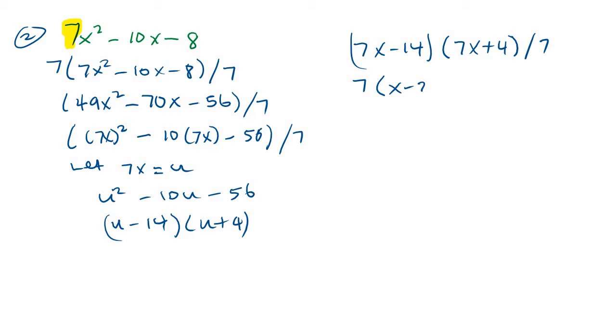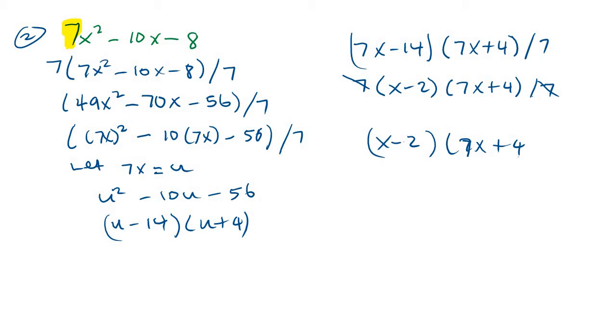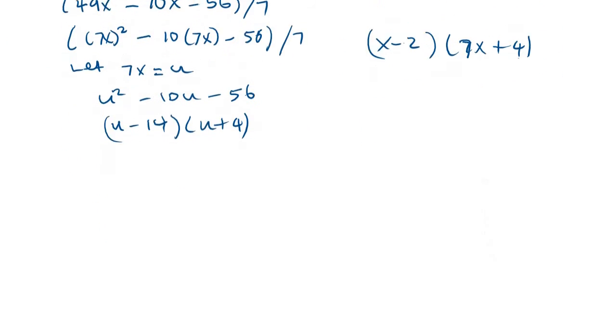So it will be x minus 2 from the first factor there. The other one, we cannot take anything out, so we leave it alone. Divided by 7. So this 7, we cancel this 7. And then the final answer is (x minus 2) and (7x plus 4). All right, that's what you do.